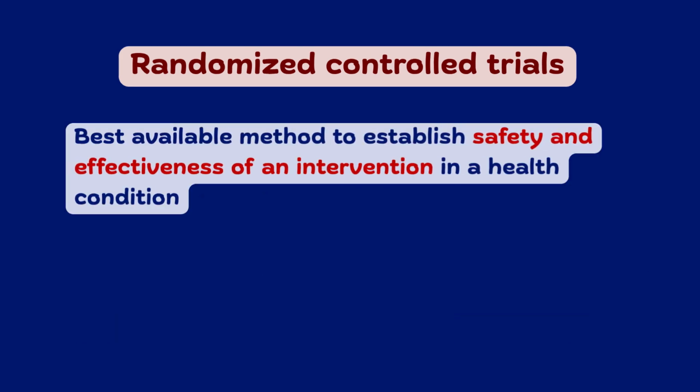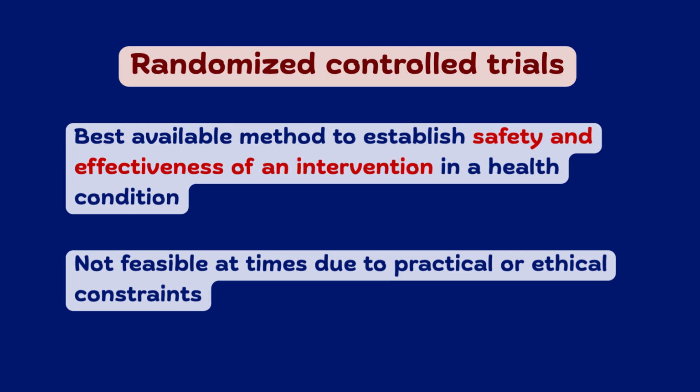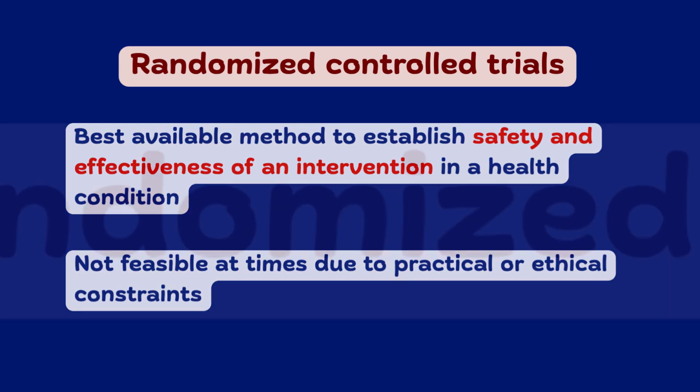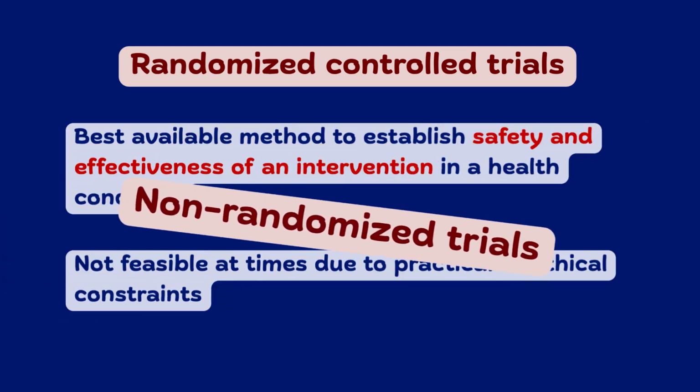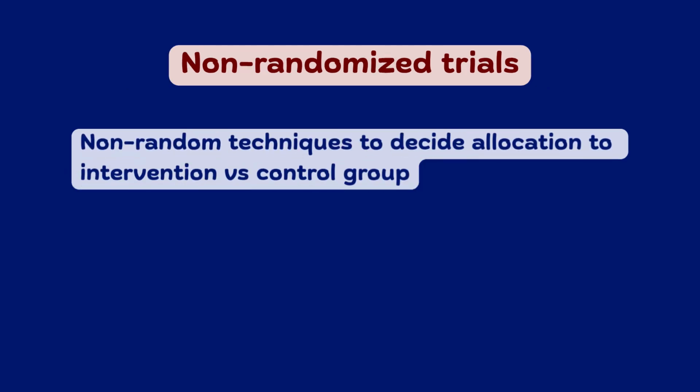Randomized control trial, as described earlier, is the best way to establish the effectiveness and safety of an intervention in a particular health condition. However, in some situations, randomized control trials are not feasible due to practical or ethical constraints. In these situations, the researchers may use non random allocation techniques to decide which study participants should be allocated to the intervention versus control groups.